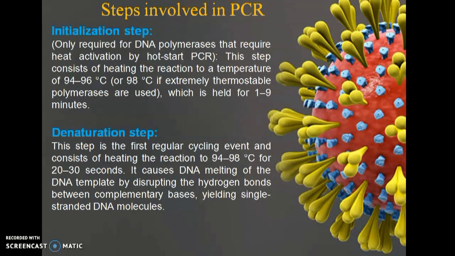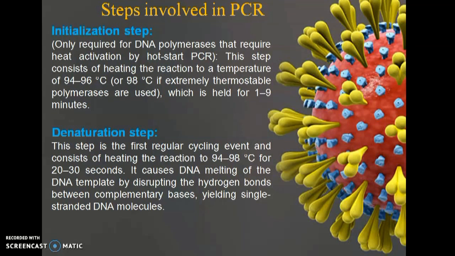Let's see the steps involved in the PCR. The PCR mainly includes 3 steps: denaturation, annealing and extension. But there is one more step involved here, which is initialization. This step is required for the DNA polymerase, and it is carried out at 94 to 96 degrees centigrade for 1 to 9 minutes.